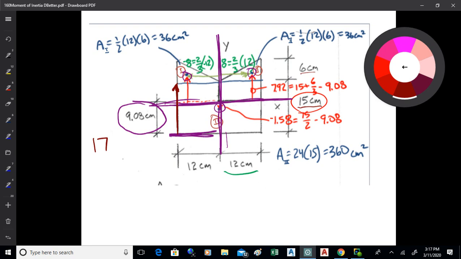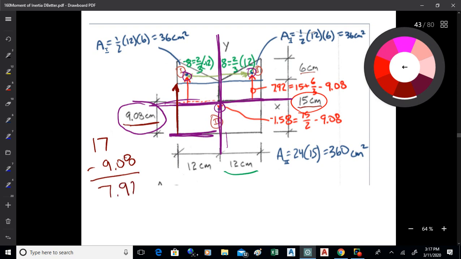Okay. Now the height of the neutral axis is 9.08, so if I subtract that off, what I'm going to get is that distance, and that's going to be 7.92. That is the distance from the neutral axis to that centroid, and that's 7.92 in both cases. Okay.